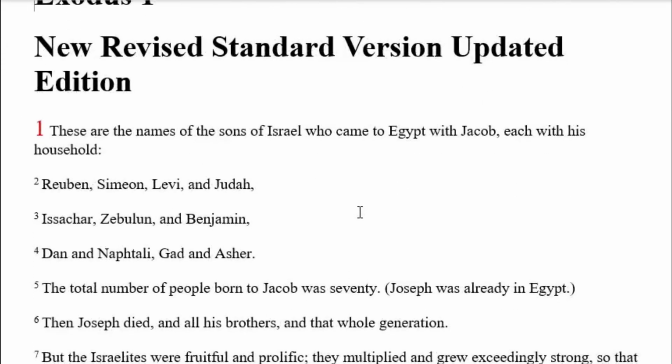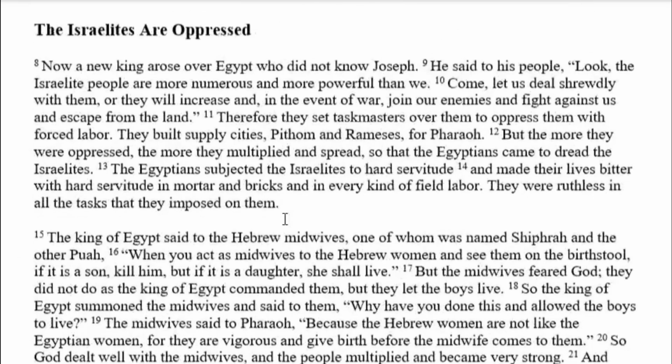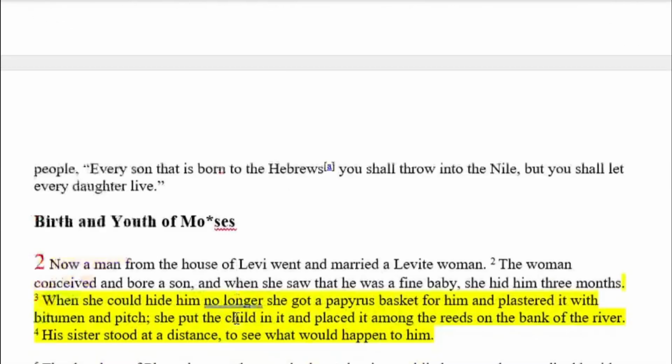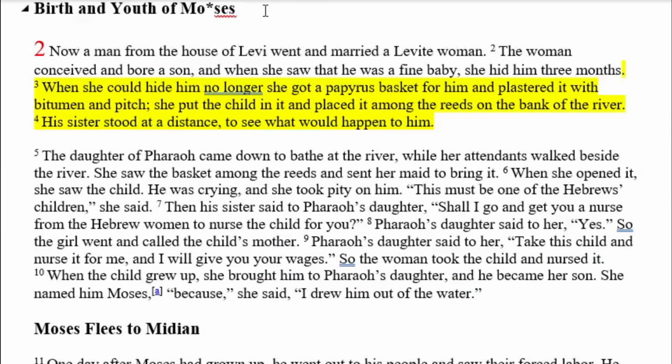It starts off here. We've got the sons of Israel talked about here. The Israelites are oppressed. Time goes on. Birth and youth of Moses. So we've got Moses beginning in chapter 2 of the story. Now the man from the house of Levi went and married a Levite woman. The woman conceived and bore a son. So we've got Moses starting here as an infant, being born at birth.